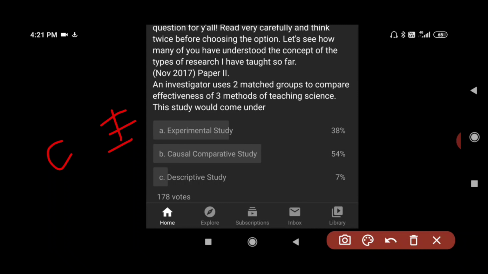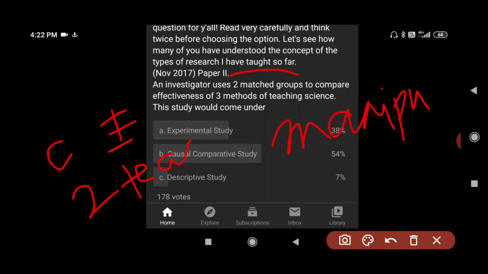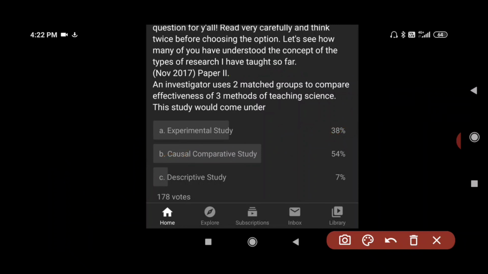So anyways, moving on, the investigator is experimenting with what? 2 teaching methods. He is experimenting with some teaching methods, okay? Teaching science, could be teaching English, maths, whatever, on these 2 matched groups. But most of you chose causal comparative study, which is wrong. Ex post facto is what? It is the research which is conducted only after the incident has occurred. So ex post facto has got nothing to do with this question.